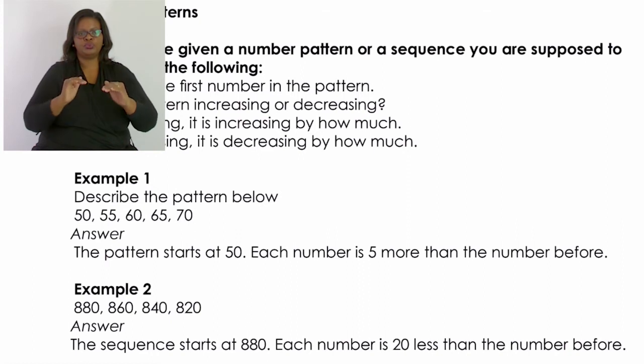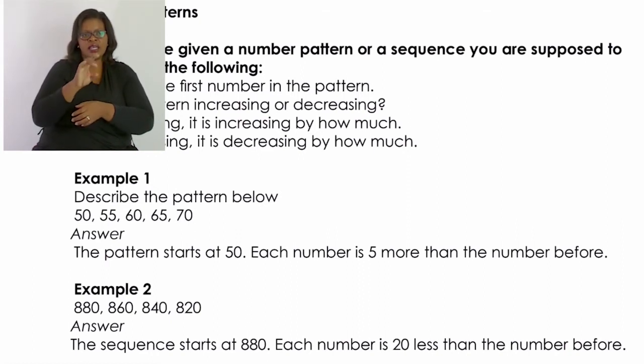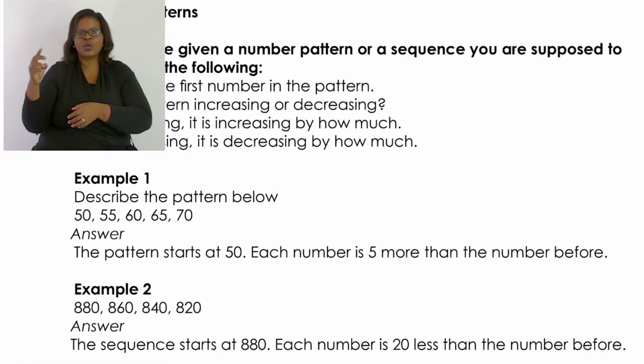Let us go to the second example. The first term is 880, 860, 840, and 820. From that pattern, we identify our first term as 880. So it means the sequence is starting at 880.